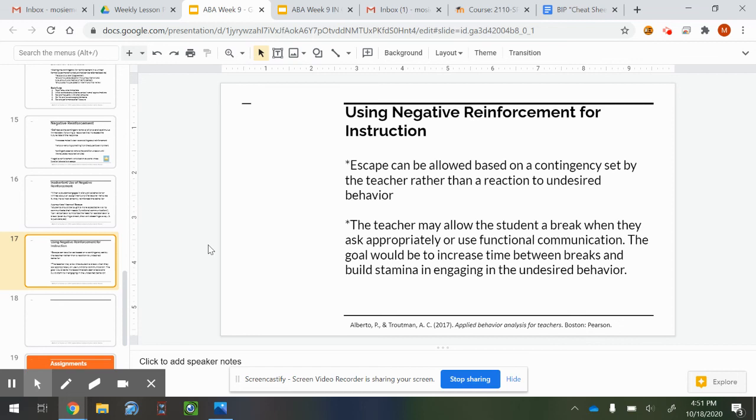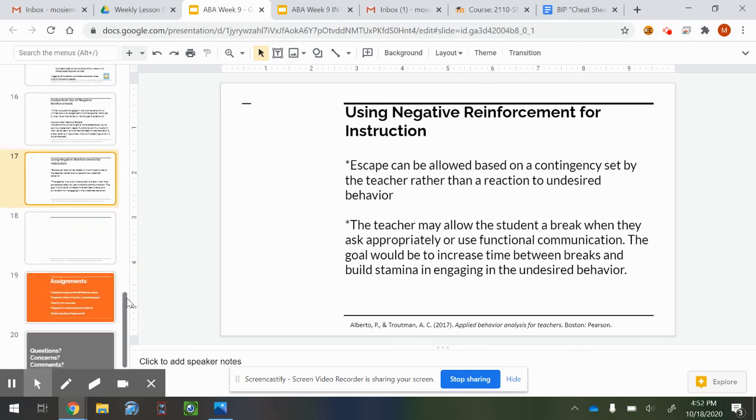And we may allow a break to happen or escape from an activity, but we set the contingency for it. Rather than reacting to the student's undesired behavior, you can have a break from your work when this, and this. And perhaps it's when you show me your break card calmly, or you raise your hand and say, I need a break. However, you've set up that functional communication. And then obviously the end goal would be to increase the time between breaks and build stamina for engaging in whatever undesired task that we're asking the student to complete when they feel the need to escape.